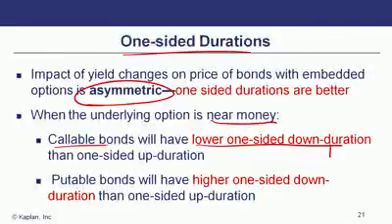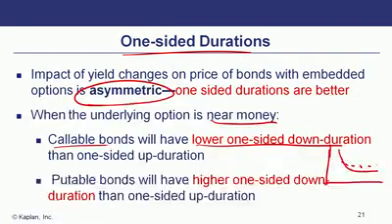So with a putable bond, we have this price yield function. Again, it's curvilinear, but we would take the bottom out of it this way. So the same thing's going to happen there. So your putable bonds are going to have higher one-sided down duration than upside duration, because if you move up, well, this thing flattens out sooner for the putable bond.